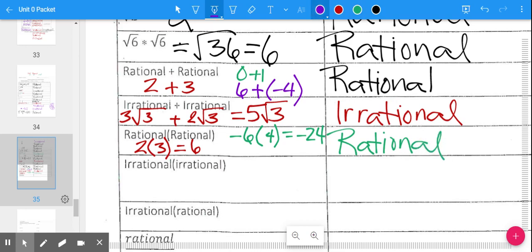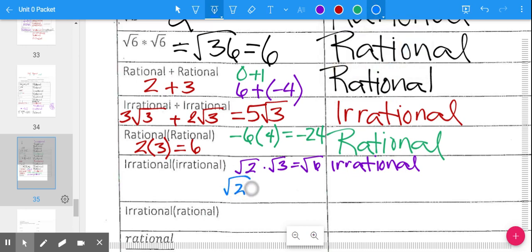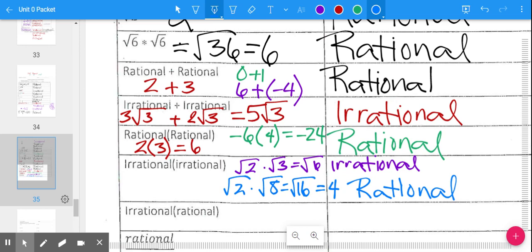An irrational times an irrational. So this is where things get a little funky. So if you have square root of 2 times square root of 3, that equals the square root of 6, which is irrational. However, if you have the square root of 2 times the square root of 8, that gives you the square root of 16, which is 4. 4 is a whole number, so it's rational. So when you multiply an irrational times an irrational, sometimes you end up with an irrational answer, an irrational product. Sometimes you end up with a rational product.